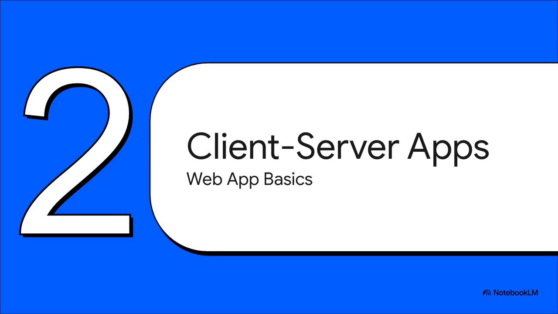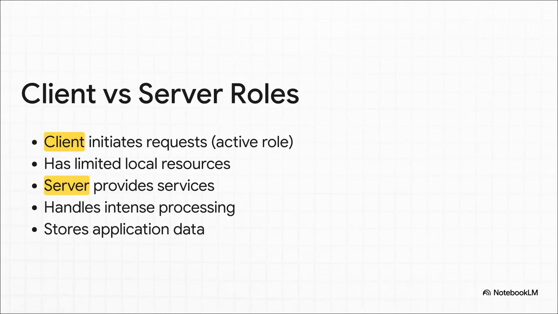Moving on to Section 2, Web Apps and the Client-Server Model. In pretty much any web interaction, the client and the server have a very strict, well-defined relationship. The client, which is usually your web browser or a mobile app, always initiates the conversation. It's the active requester, and it's got limited local resources. The server, on the other hand, is the service provider. It literally just waits there to handle the heavy processing and store all the data. So bottom line to remember here, clients ask and servers provide.